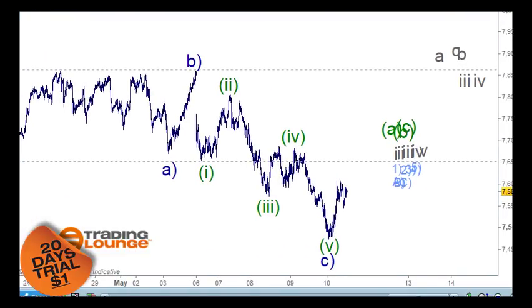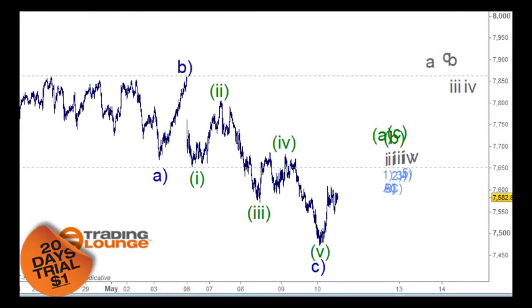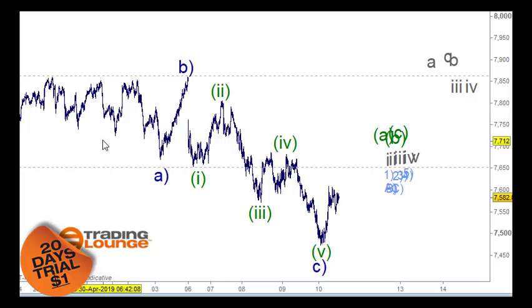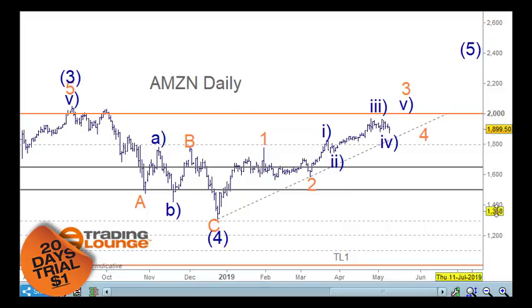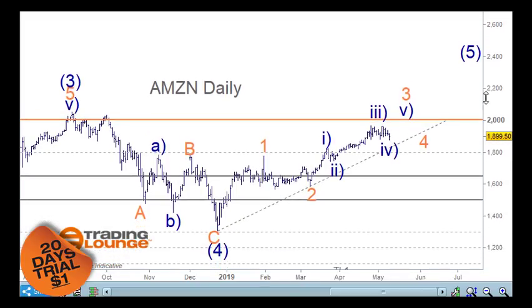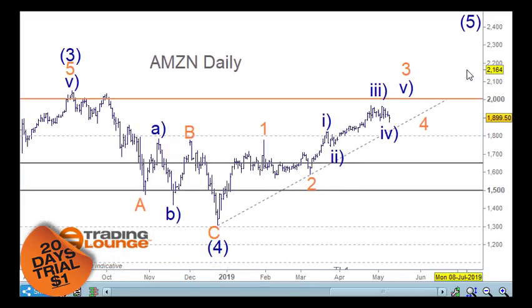The Nasdaq's much the same as well. So this is the Nasdaq here on 100 ticks from the top. Got a nice 1 and 2 and 3 and 4 and 5 here. We've got the same thing happening here. If we look at Amazon for a moment, we're just not finished to the upside for this at the moment.